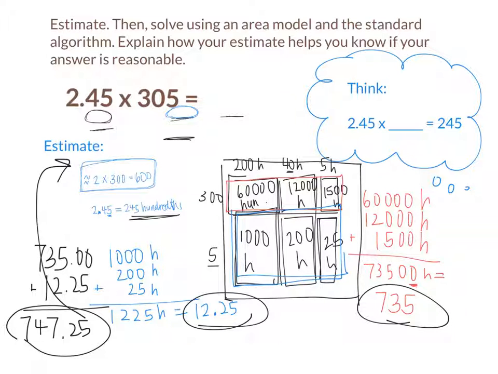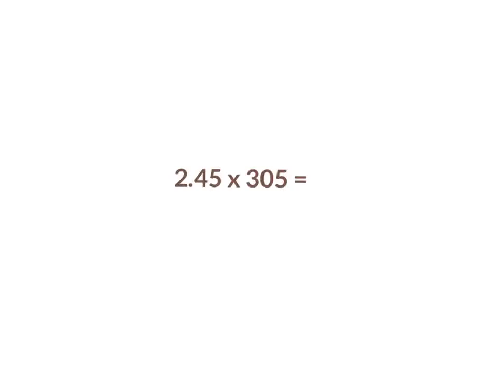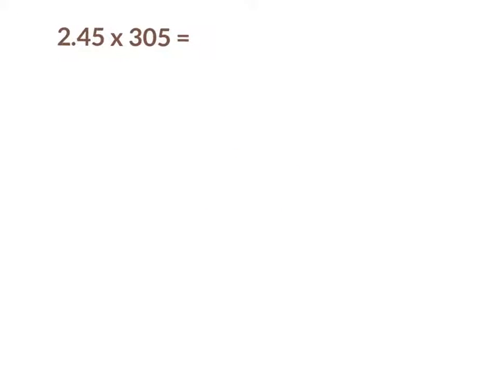Very good. So far we've estimated. We've also used an area model. Now we have to use a standard algorithm. I'm going to show you guys how we can do that in an easier way. Okay? So here's the problem once again. 2.45 times 305. We are going to actually change the problem to make it easier. Wouldn't that be nice? Don't you think it'd be easier if there was no decimal point there? So how, if I have 2.45 and I want to get rid of the decimal point, can I just erase it? No, but I can move it over here by doing something. What can I do?